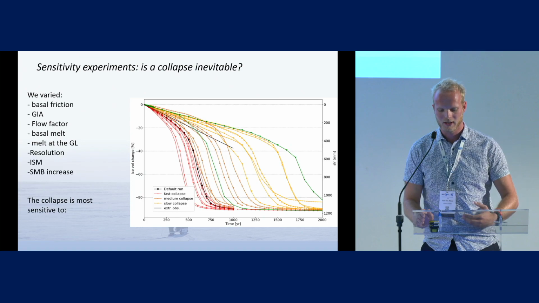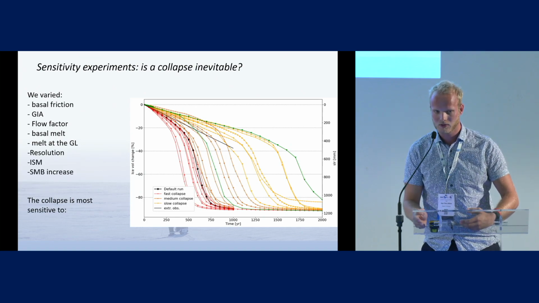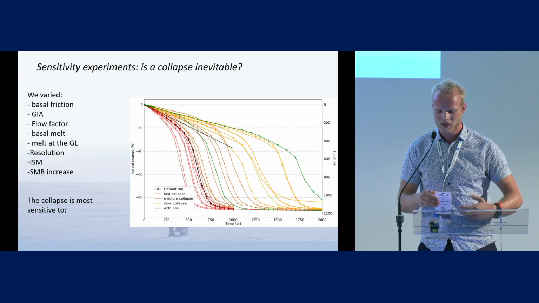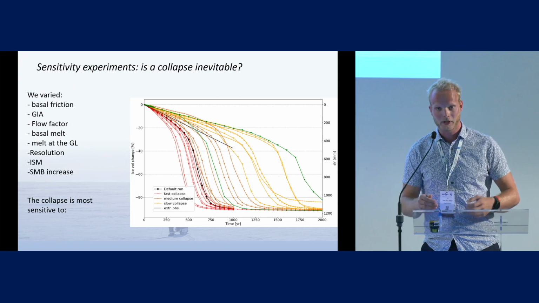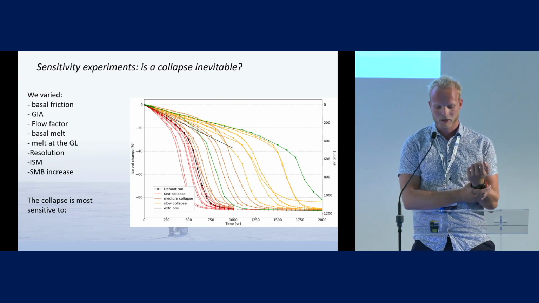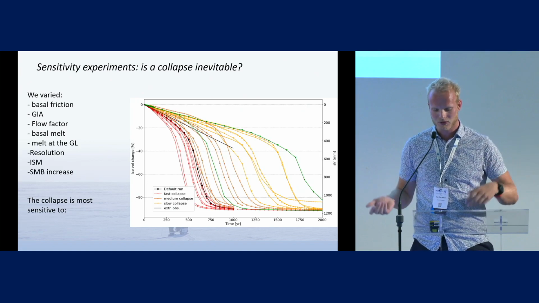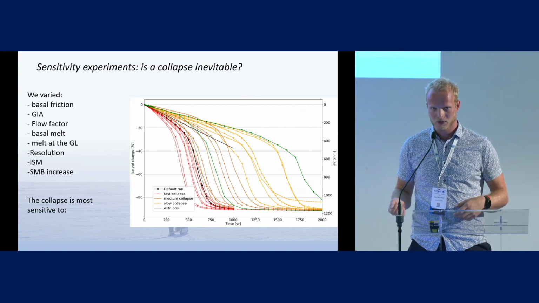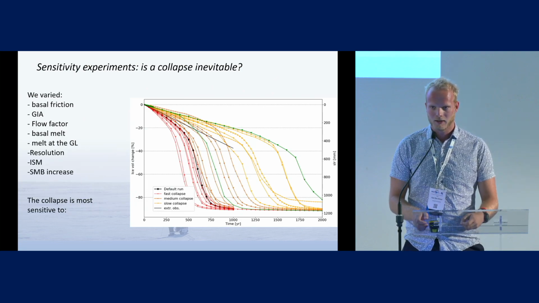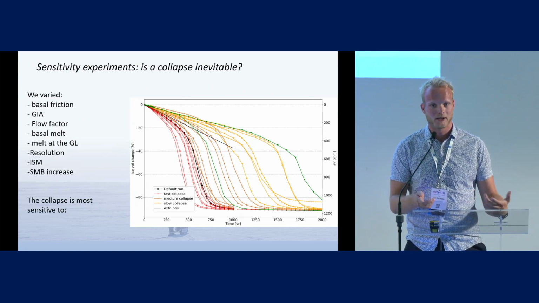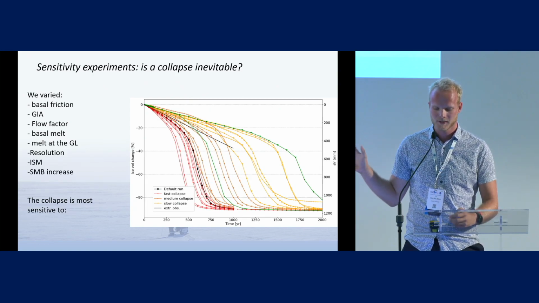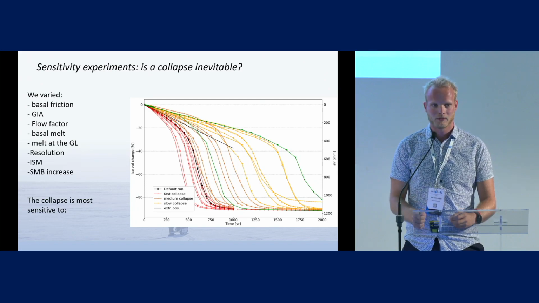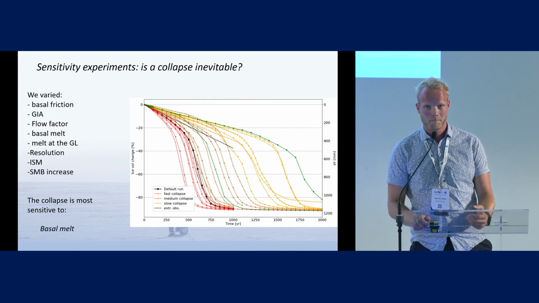So we introduced more basal friction, different basal friction parameterizations. We played around with our, well, I named it GIA, but I don't think I'm allowed to call LRA GIA anymore now. So we varied our LRA parameterizations, our flow factor, basal melt parameterizations, and the sensitivity to melt at the grounding line, the resolution. We even tried different ice sheet models, and surface mass balance increases that might happen in the future. And in all of those cases, and this is only a subset of the runs we did, we actually did around 60, 70 runs with different settings, they all collapse. However, it's most sensitive to basal melt.